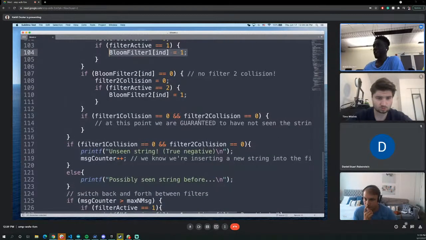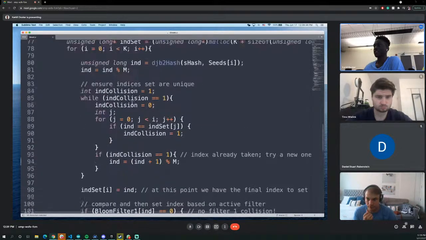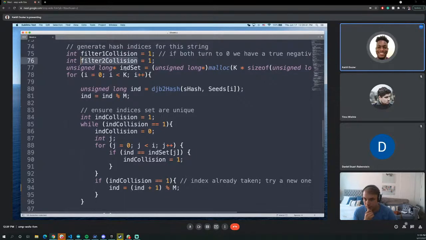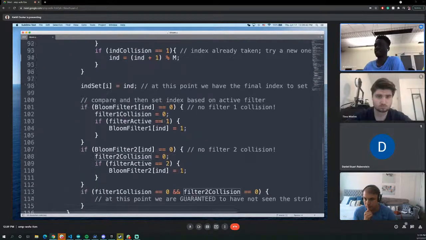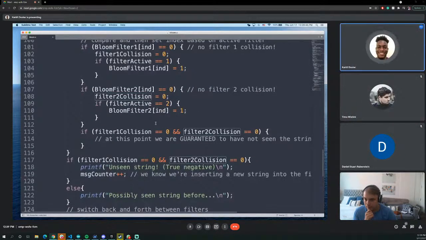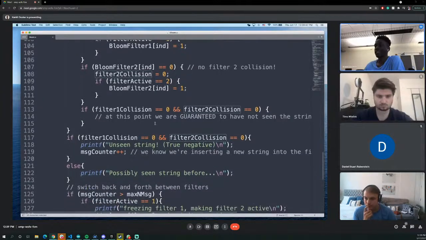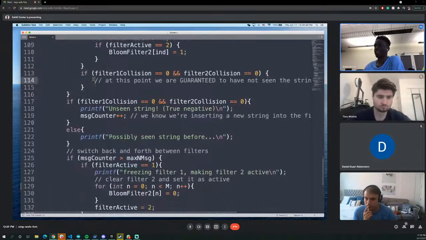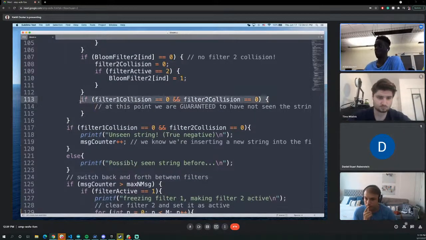And you might see some variables, filter collisions. These are just tracking to see if there are false positives. It tells us if we have a collision or not. Interestingly enough, at this point in the code, even before the algorithm's completely finished, if we ever find ourselves inside this if statement, we can instantly return, hey, we know it's a new string. So as far as time efficiency goes, that's just one nice quirk of this algorithm.